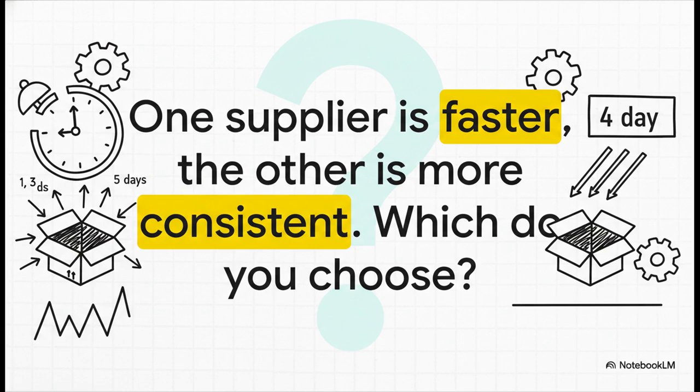Imagine you've got two suppliers. Supplier A gets you parts in 3 days on average, but sometimes it's 1 day and sometimes it's 5. Then there's supplier B. They average 4 days, but they hit that 4 day mark almost every single time. Now, supplier A's average looks better on a spreadsheet, but that inconsistency, that variance, is a huge hidden risk. One late delivery from them could shut down your entire production line. So, you see, the real decision here isn't just about speed, it's about predictability.